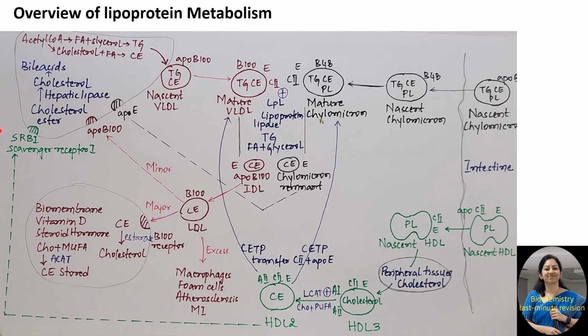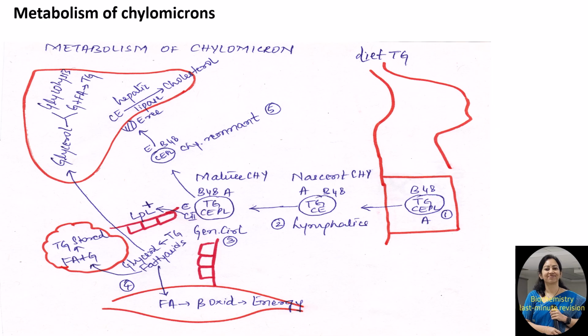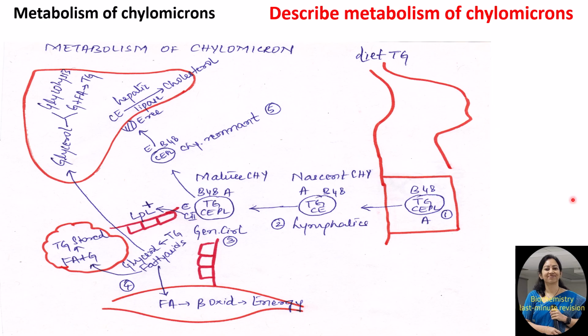So now with the help of this scavenger receptor 1, which is present on the surface of the hepatocytes, this cholesterol ester from HDL2 is released inside the hepatocytes. This is acted upon by hepatic lipase, which will release the cholesterol, and this cholesterol gets converted to bile acid. So this was about the overview of the entire lipoprotein metabolism. So apart from that, the metabolism of each individual lipoprotein can be asked as a 5 marker.